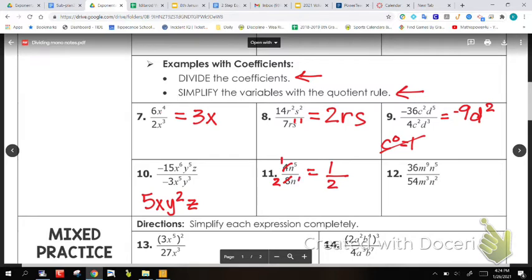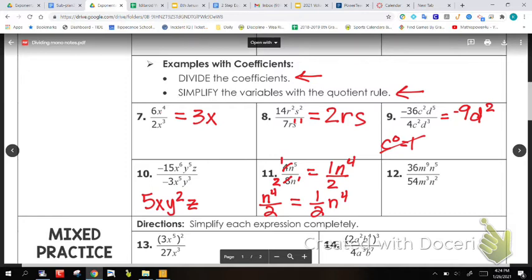N to the 5th divided by n to the 1st, subtract your exponents, you get n to the 4th. Now, a couple things. You don't need that times 1, so you could just write this n to the 4th over 2, but you could also write it 1/2 n to the 4th. Those are the same thing, so either way is fine.